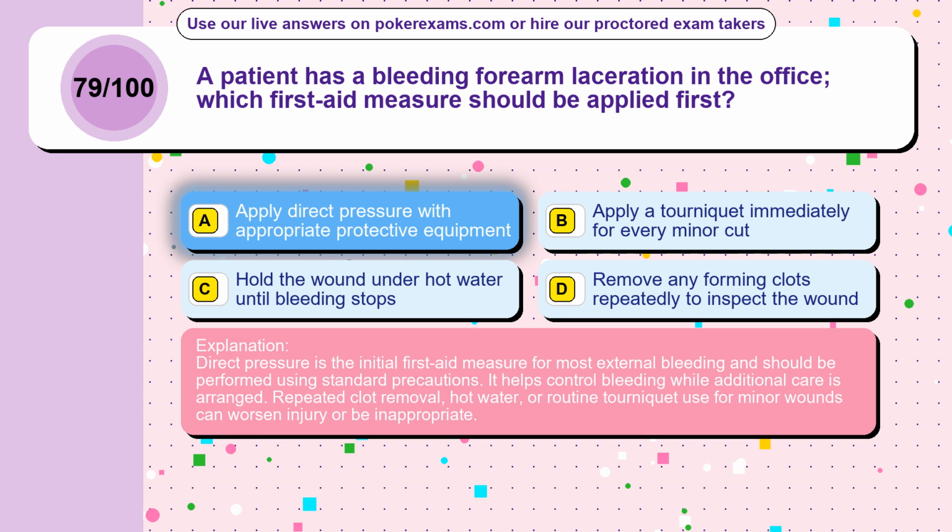Direct pressure is the initial first aid measure for most external bleeding and should be performed using standard precautions. It helps control bleeding while additional care is arranged. Repeated clot removal, hot water, or routine tourniquet use for minor wounds can worsen injury or be inappropriate.